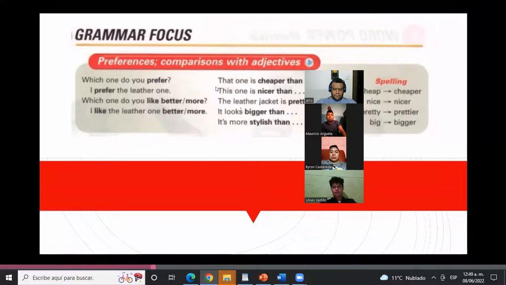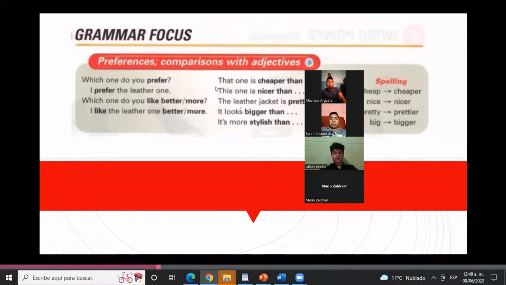That one is cheaper than the wool one. This one is nicer than the wool one. The leather jacket is prettier than the wool one. It looks bigger than the wool one. It's more stylish than the wool one.